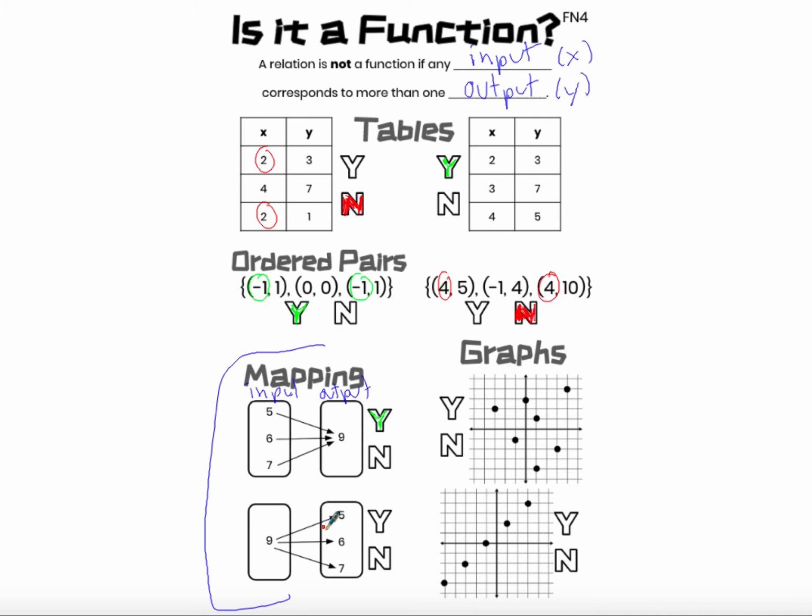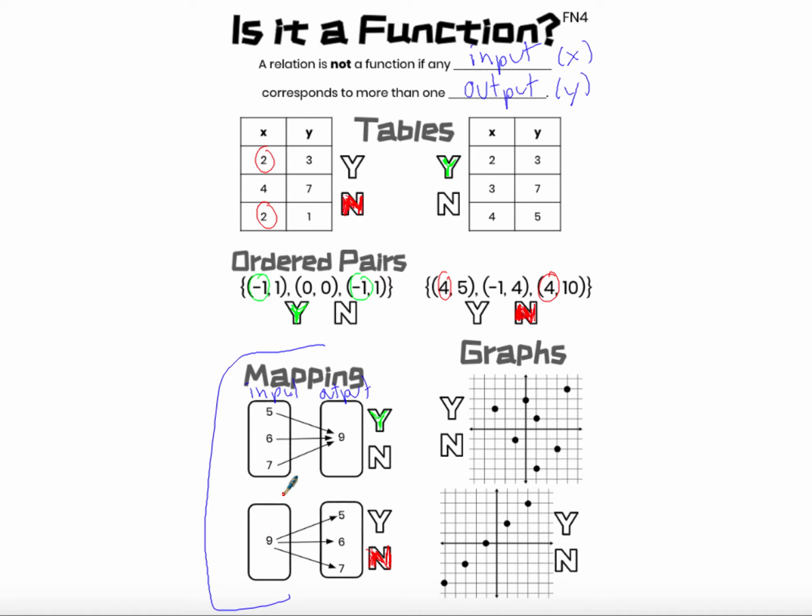The second one is not a function because the same input, 9, has three different outputs. Input of 9, output of 5. Input of 9, output of 6, input of 9, output of 7. Not a function.